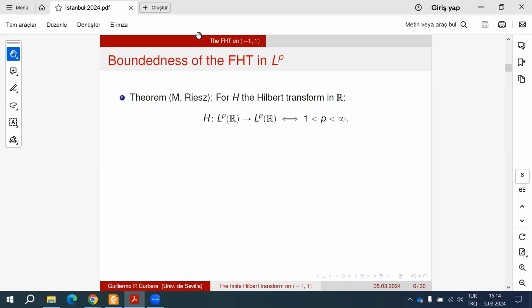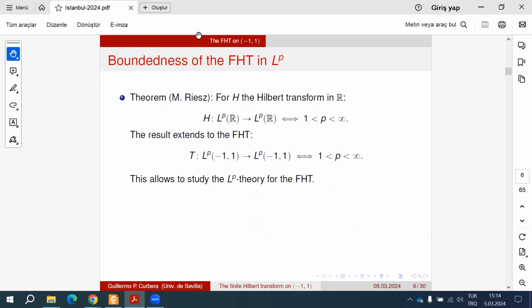Related to this, there's a famous result of Marcel Riesz, which says that the Hilbert transform on the full line maps Lp into Lp when p is strictly between 1 and infinity. This result can be extended to the finite Hilbert transform, between Lp and Lp on (-1, 1), so that this operator is bounded precisely when p is between 1 and 2. This allows us to study the classical Lp theory for this operator.